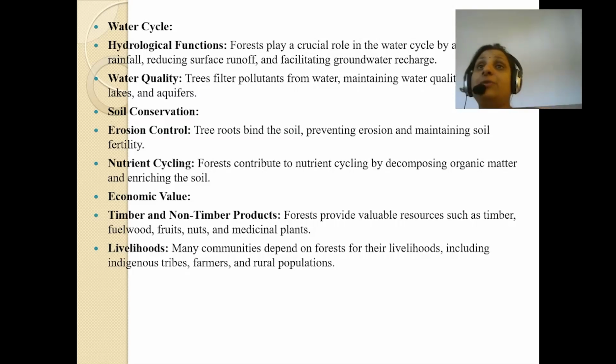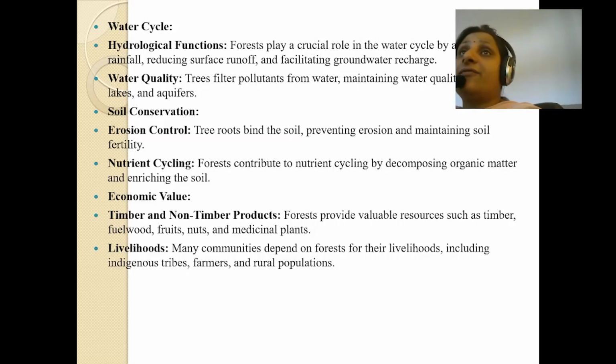What economic value does the forest give to us? Forests provide valuable resources such as timber, fuel wood, fruits, nuts, and medicinal plants. See how much this forest gives to us. Many communities depend on forests for their livelihood, including indigenous tribes, farmers, and the rural population. They are dependent on forests only. The people who reside around the forest are all dependent on the forest for their livelihood.